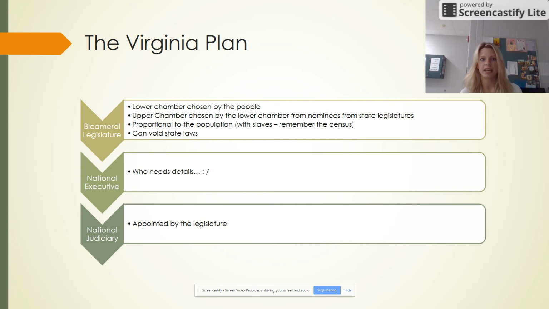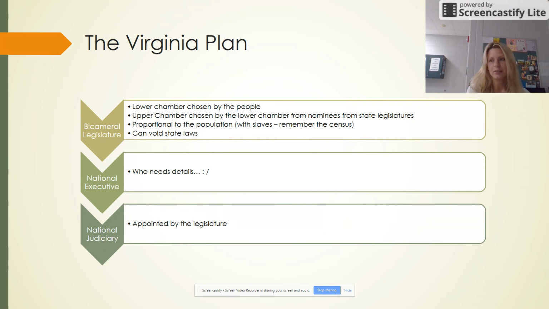That comes the Virginia Plan. So in the Virginia Plan, it is a bicameral legislature, which has a lower chamber chosen by the people and an upper chamber chosen by the lower chamber from nominees from state legislatures. That's trying to take some of that power back away from the people and give it to the more elite, to be perfectly honest. In the Virginia Plan, it is proportional to population, and because it's from Virginia, the slaves are going to be counted in this plan. And then the federal government can void state laws, which is a pretty big deal. That gives the federal government a lot of power and control.